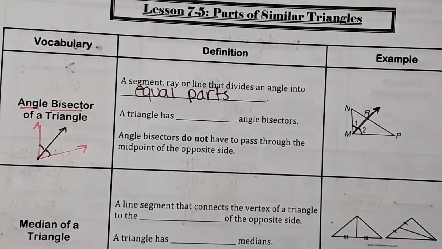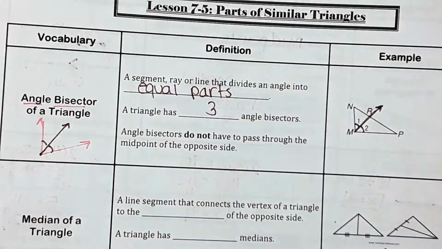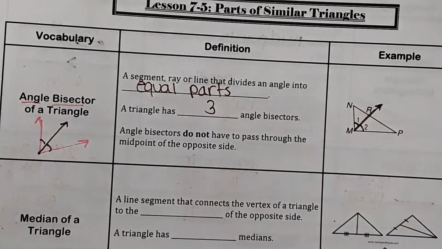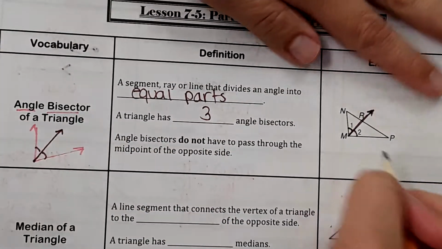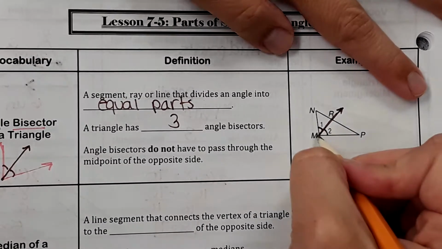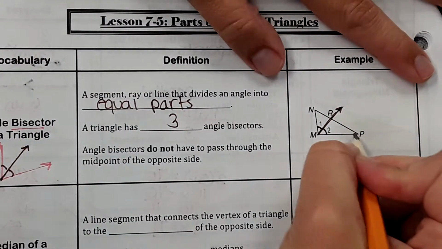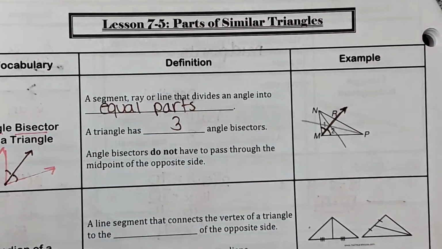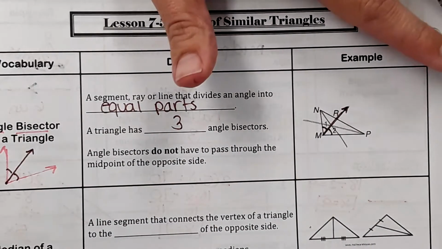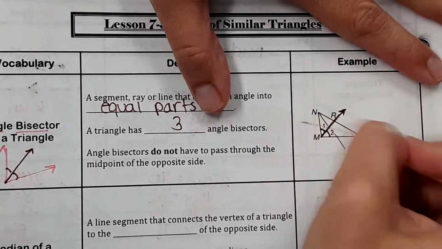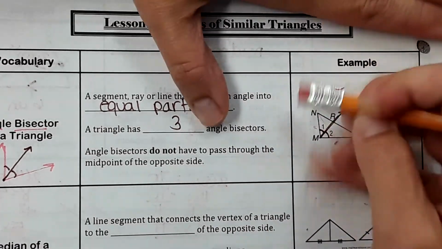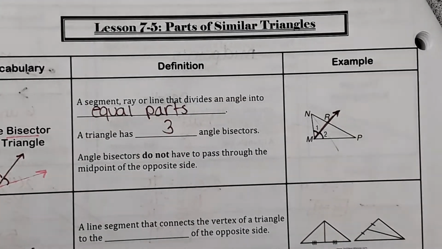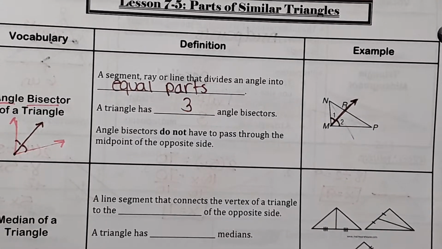A triangle has 3 angle bisectors. There's only one drawn here, and I'm going to draw out the other 2. Don't copy this on your paper because all the lines kind of make it confusing. There's an angle bisector here, which it shows, but there's also one here and here. Again, don't draw all these lines because it gets crowded. But there are 3 angle bisectors. Angle bisectors do not have to pass through the midpoint of the other side. Can you write that one in the spot?